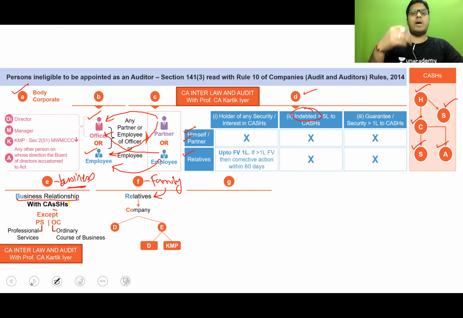For example, if any of my family members or any of my relatives is working in the company as a director or as an employee, also as a director or a KMP, then I cannot be that company's auditor. Next is clause G.